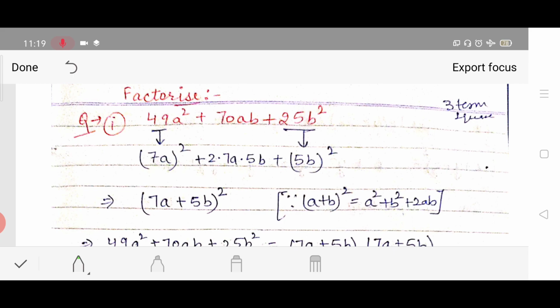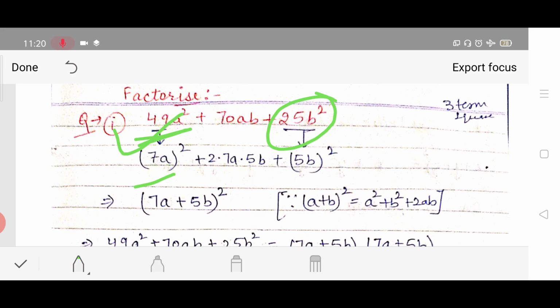try applying an identity, that is (x plus y) whole square. If you apply (x plus y) whole square, it is x square plus y square plus 2xy. So if we apply this identity, what will we get? You can see 49a square. If you write it as (7a) square, we can say the square of 7a is 49a square, and how will we get 25b square? If you write (5b) whole square, then you will get 25b square.